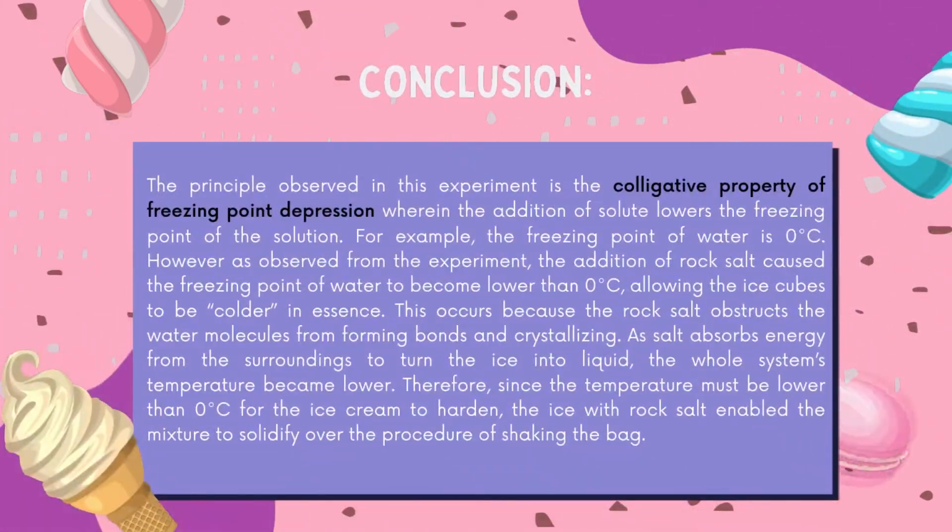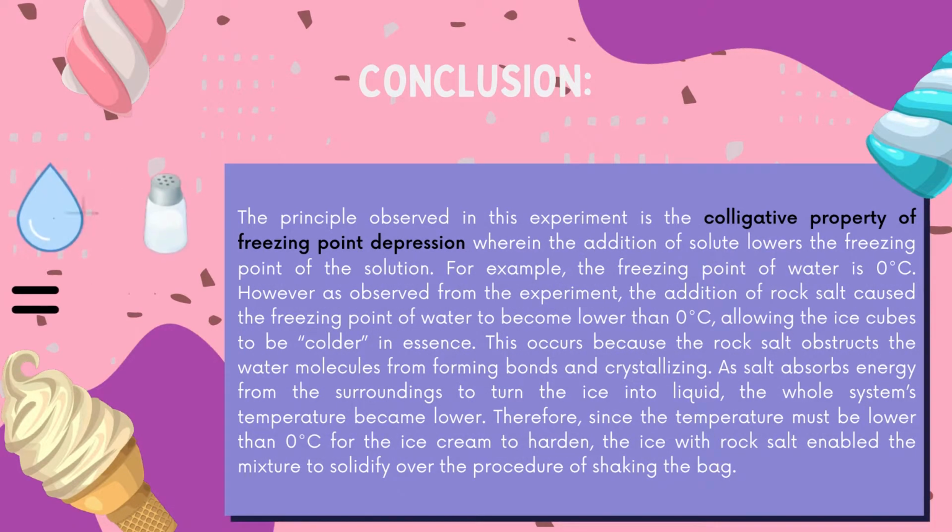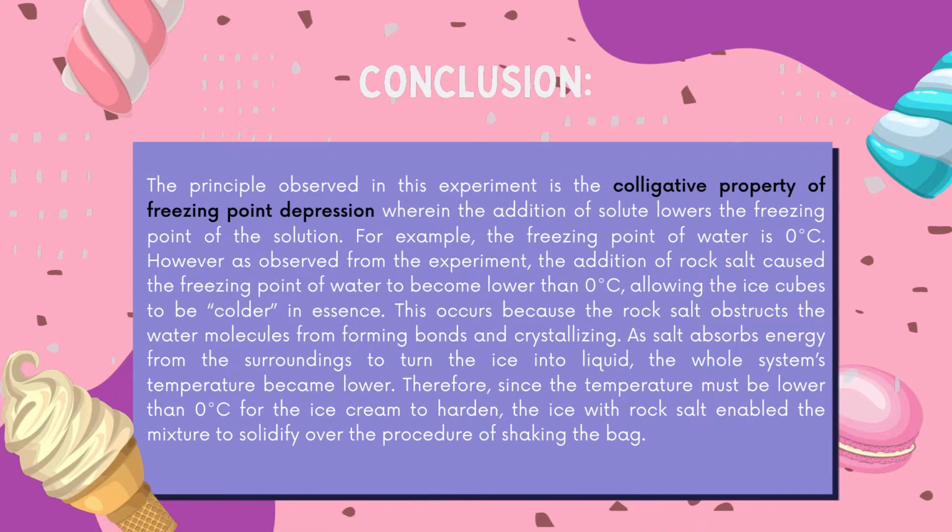Conclusion. The principle observed in this experiment is the colligative property of freezing point depression, wherein the addition of solute lowers the freezing point of the solution. For example, the freezing point of water is 0 degrees Celsius. However, as observed from the experiment, the addition of rock salt caused the freezing point of water to become lower than 0 degrees Celsius, allowing the ice cubes to be colder in essence.